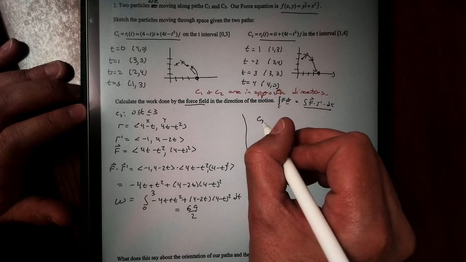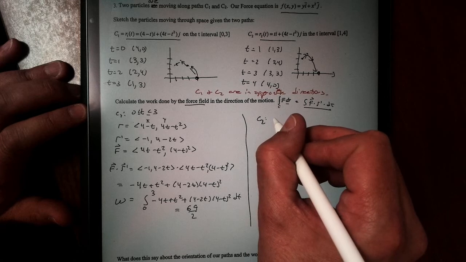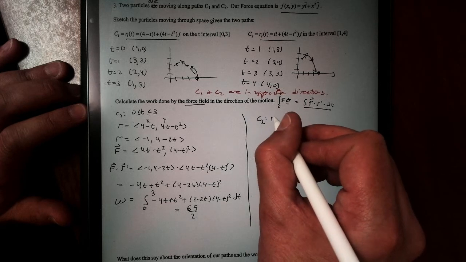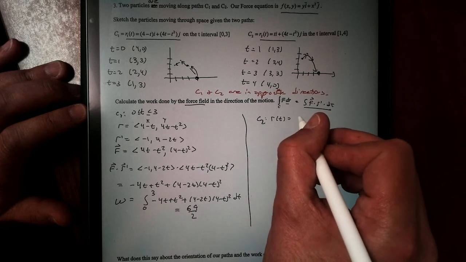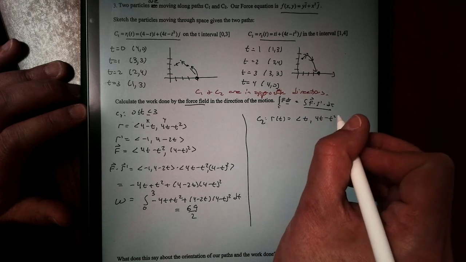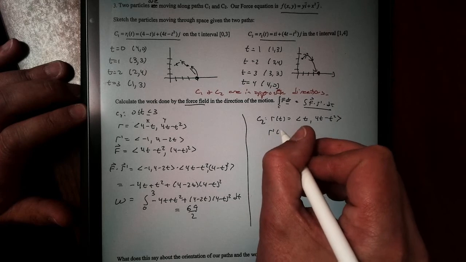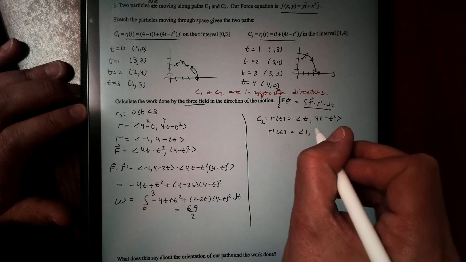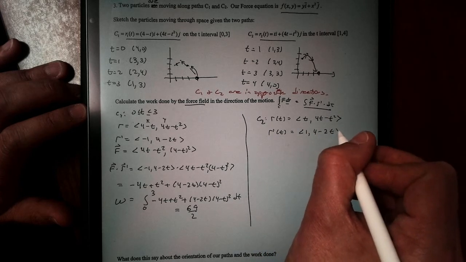Well, for C2, our path, R of t, is t, comma, 4t minus t squared. We're going to need its derivative. That's just going to become 1, and then 4 minus 2t.